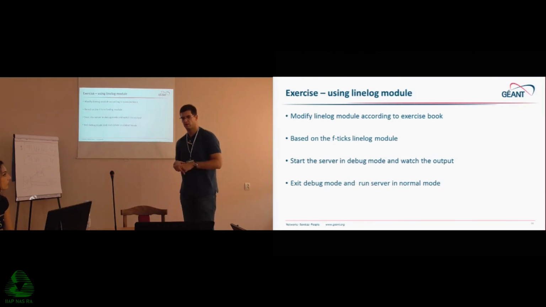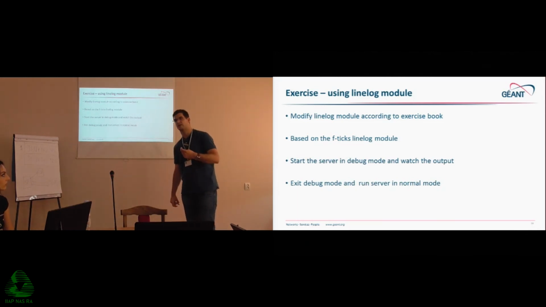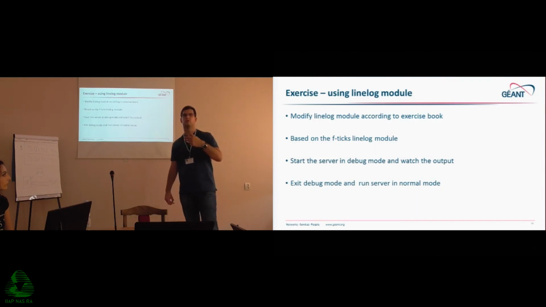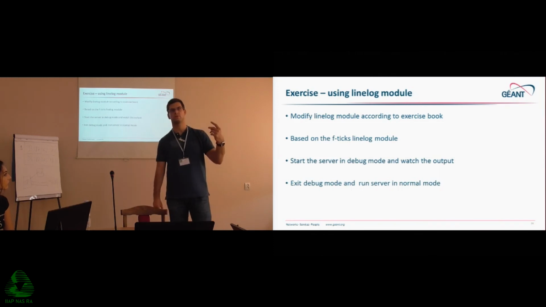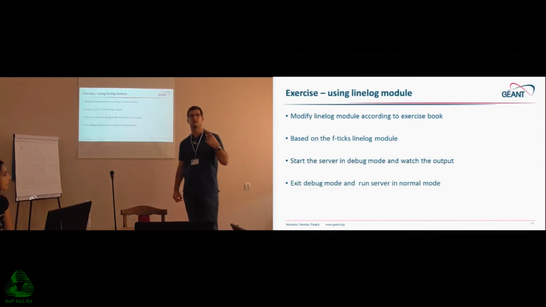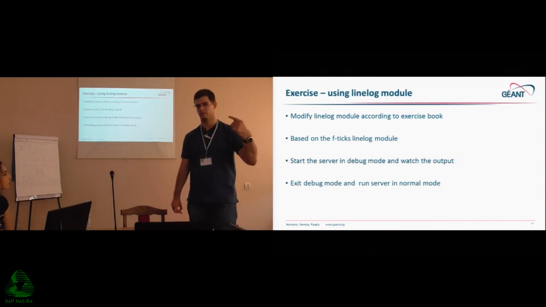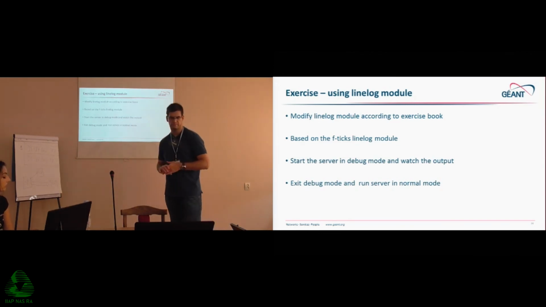So when you exit debug mode and run the server in normal mode, if you don't change the default radius log file to something else, you'll see the same result of authentication written twice: one in the default style, login OK or login incorrect, and the other written the way you've defined in the linelog module.